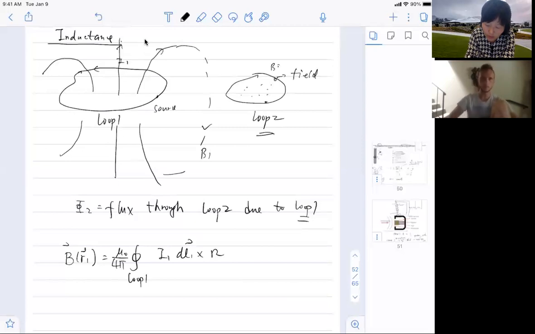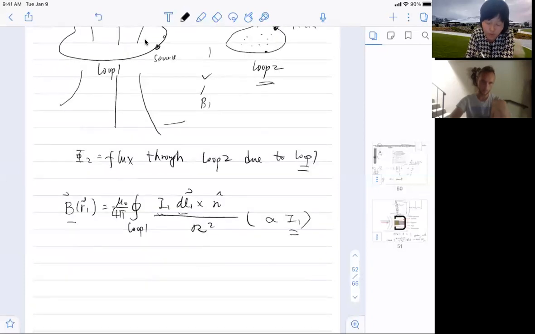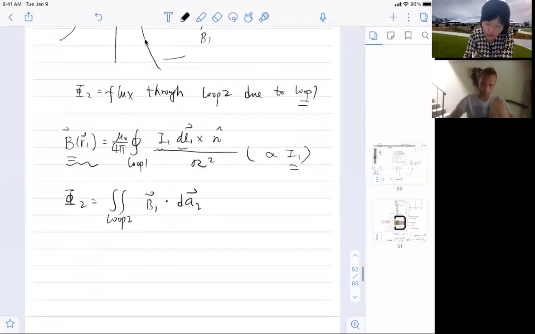So to calculate what B is at this location produced by these sources, I1 is your source and this is your location, your curly R. You can see this is proportional to I1. The stronger your source, the bigger the B field it will generate. So this flux is going to be this B field going through loop two. Again, it is proportional to current one, because the bigger the current, the bigger the field, the bigger the flux.